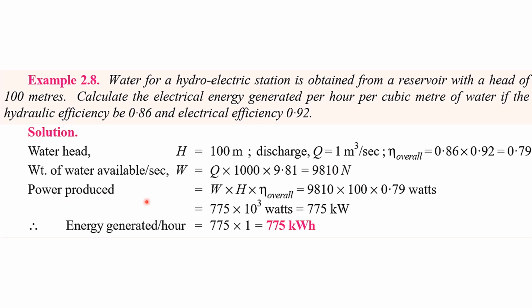So the power produced by this dam will be weight into height, which is the head, 100 meters, into the overall efficiency. This power is the electrical power which will be produced. So 9810 into 100 into 0.79 watts gives you 775 into 10 power 3 watts, or 775 kilowatts. So energy generated per hour will be 775 kilowatts into 1 hour, which will give you 775 kilowatt hours. Energy generated every hour will be 775 kilowatt hours, but power will be 775 kilowatts.